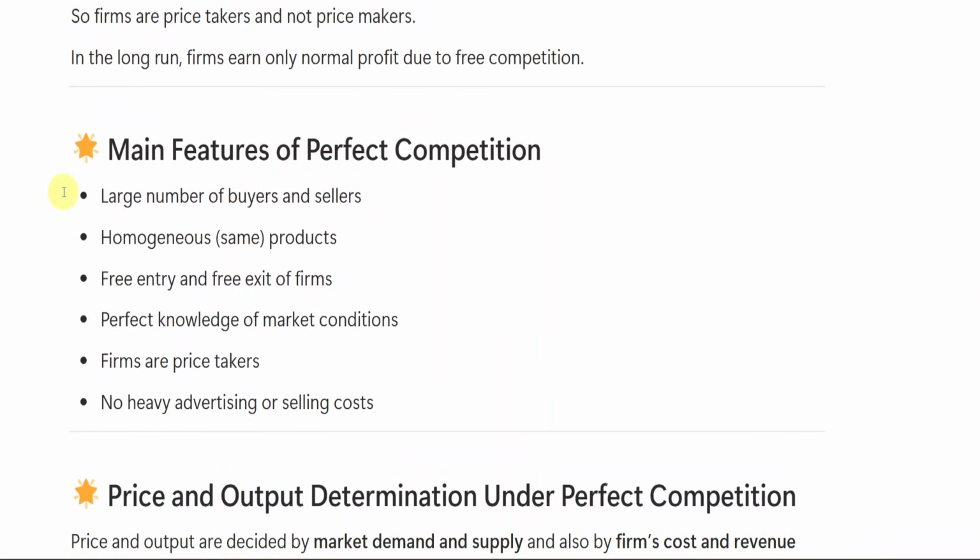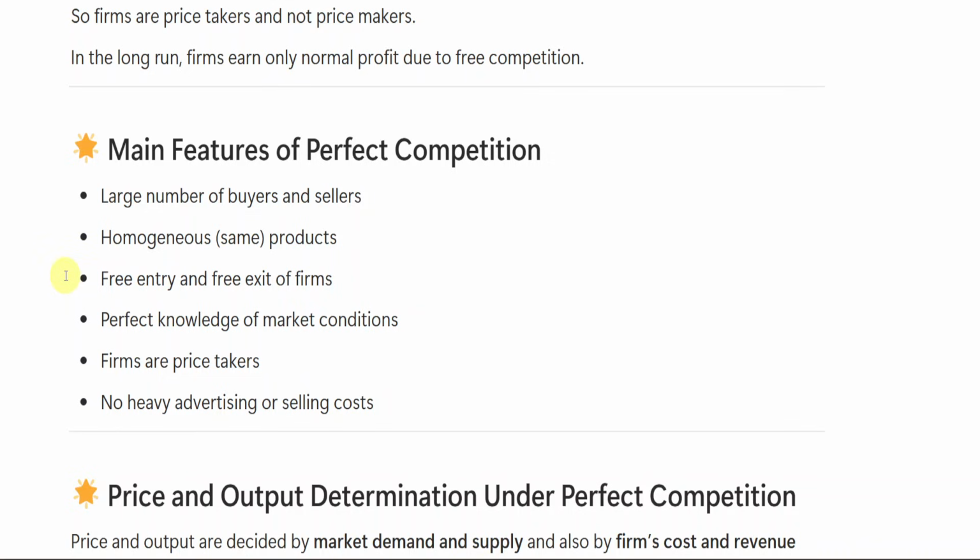If we talk about the main features, the first one is a large number of buyers and sellers. There are many firms selling the product, and also many buyers buying it. So one firm is very small and cannot control the market price. Even if one firm stops selling, the market is not affected much. Second, homogeneous product. All firms sell identical goods, meaning same quality, same size, same features and all. So buyers do not care which firm to buy from. Products are perfect substitutes, so buyers will buy from anywhere they want.